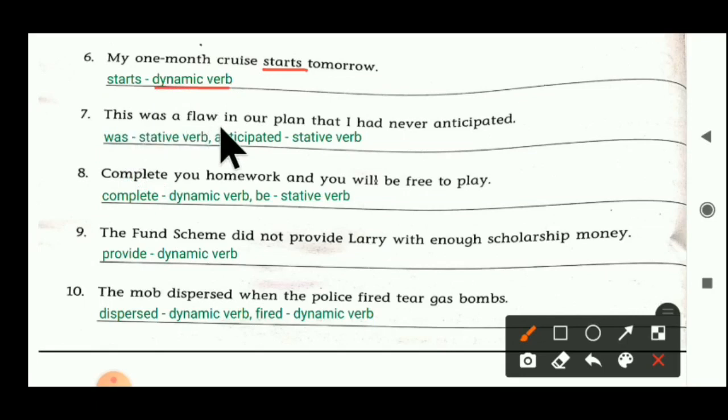This was a flaw in our plan that I had never anticipated. Here one verb, was, is given. Was is actually one type of linking verb. We can say that it's a stative verb, a linking verb. It links subject and object. So was is a stative verb here. Next verb is anticipated. Anticipated is also a stative verb.